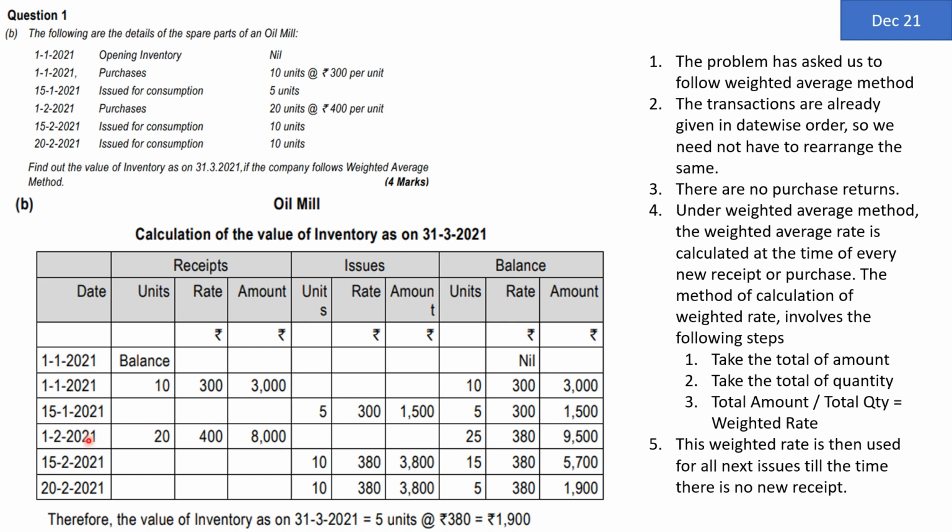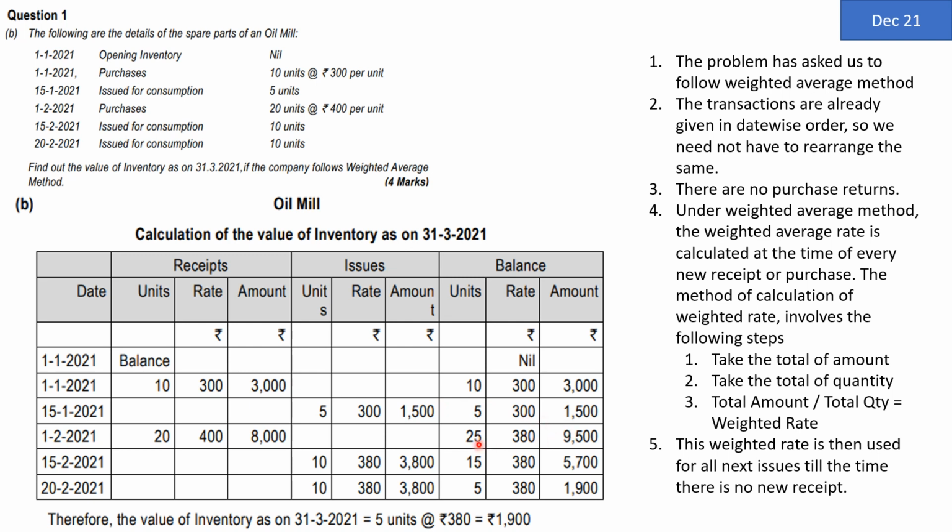Then there is 1st of February 2021. What is happening on 1st of February? There is purchase. And remember, we have already mentioned at the time of every new receipt, we are required to calculate the weighted rate. So we are specifying first of all in the receipt column 20 units at rupees 400, that comes to 8000. Then we will specify 5 plus 20 is equal to 25. 1500 plus 8000 is equal to 9500.